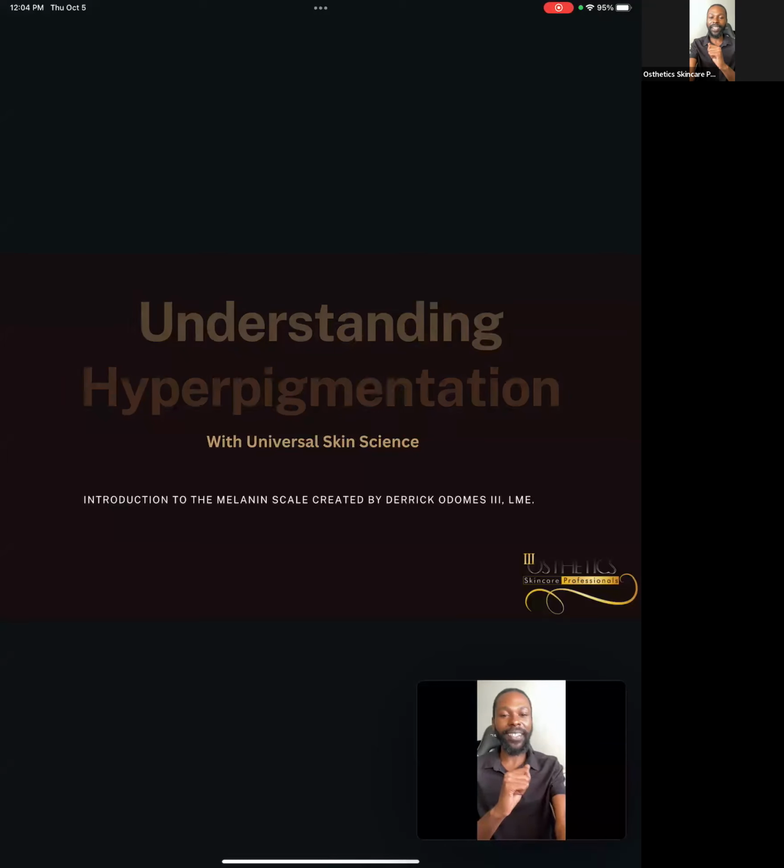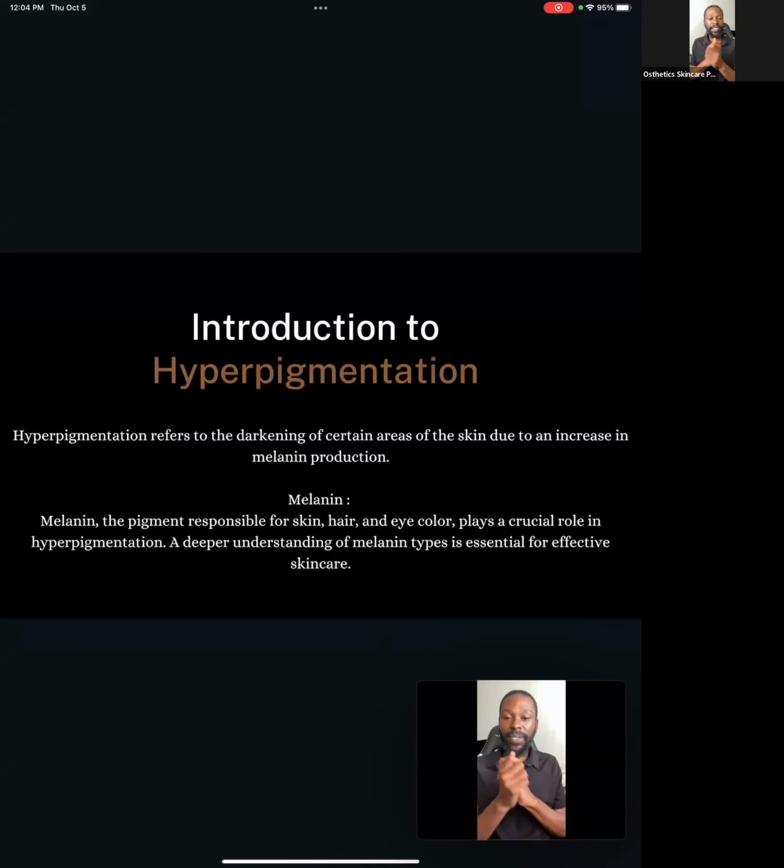All right. So first things first, the introduction to hyperpigmentation. As we all know, hyperpigmentation refers to the darkening of certain areas of the skin due to an increase in melanin production. Now, what is melanin? Melanin, as we know, is the pigment responsible for skin, hair, and eye color, and it plays a crucial role in hyperpigmentation.